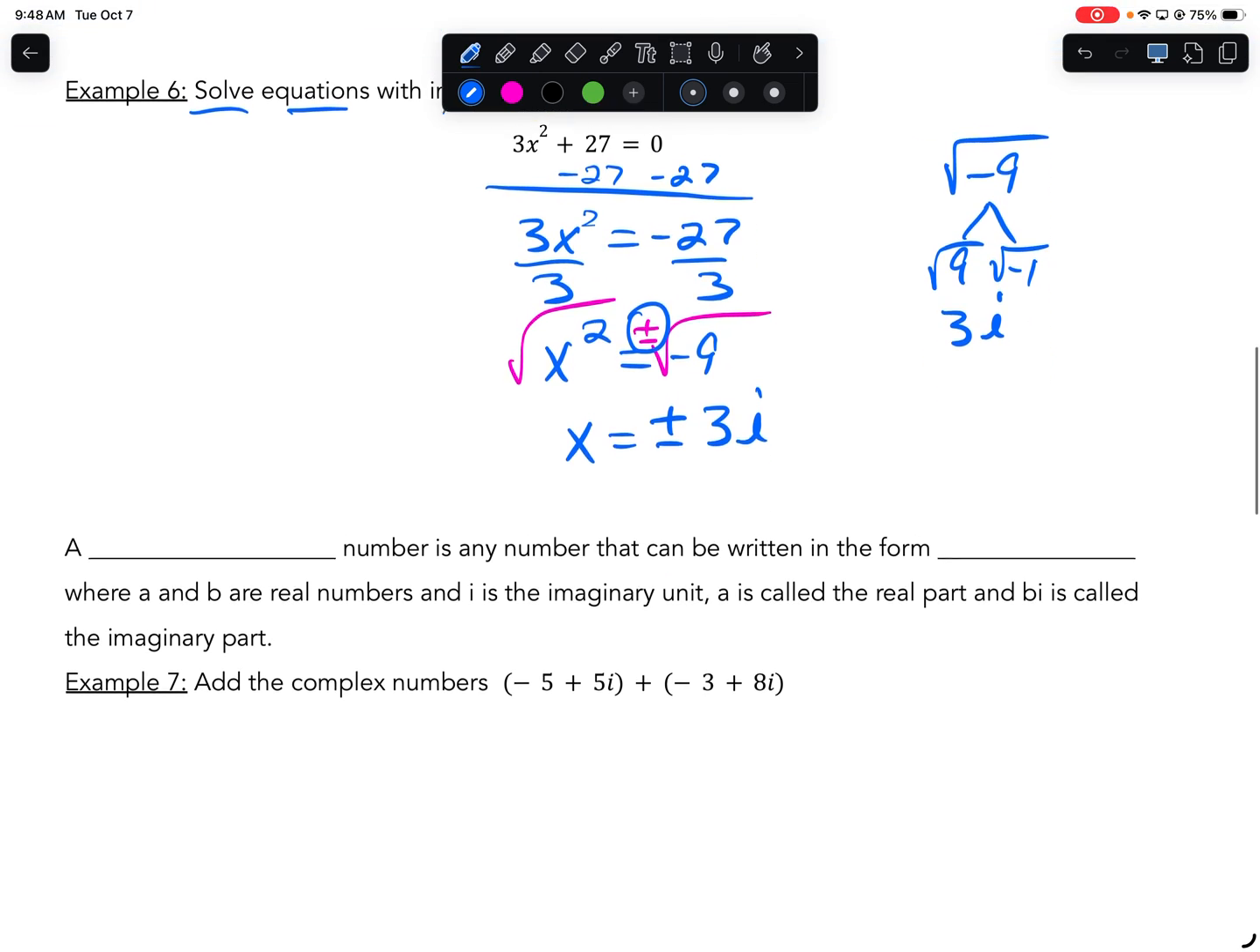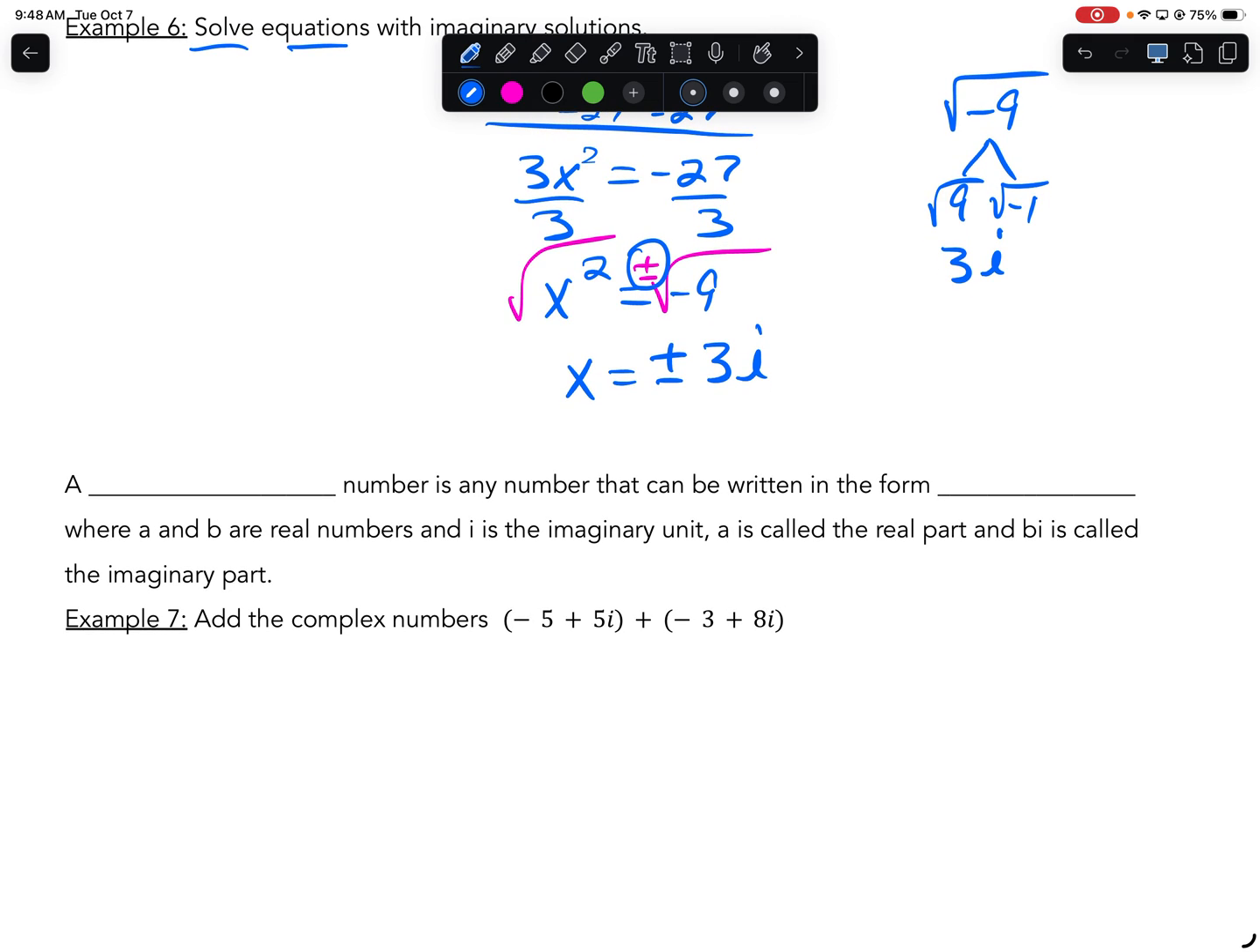Okay, now we're going to move on, and we're going to start adding and subtracting real numbers and imaginary numbers. So a complex number is any number that can be written in the form a plus bi. What that means is the real number has to come first and the imaginary number has to come second. If I add, I'm going to combine like terms, and I'm going to use a highlighter to do so. I'm going to highlight the like terms, right? Those are real numbers. And then I'm going to add the i's together, making sure that I grab the sign in front.